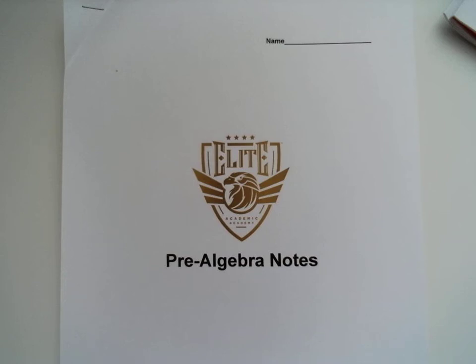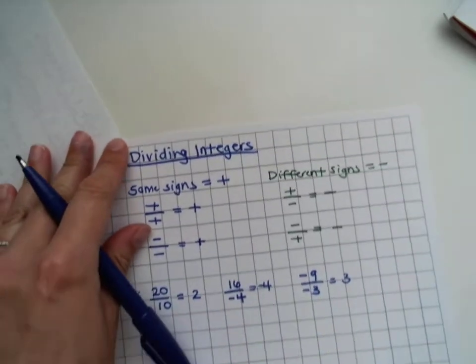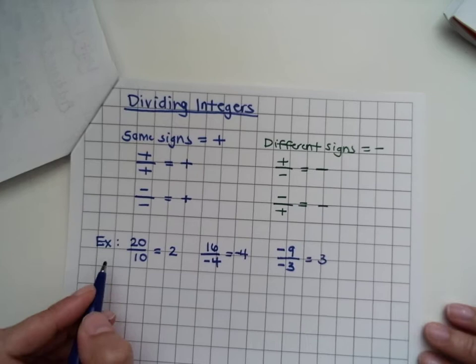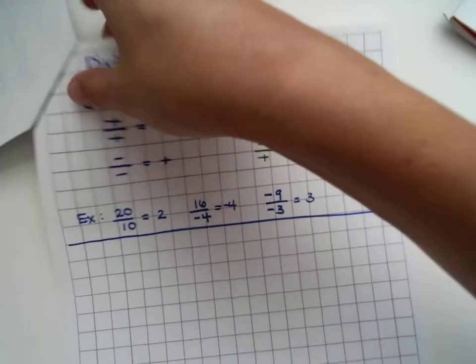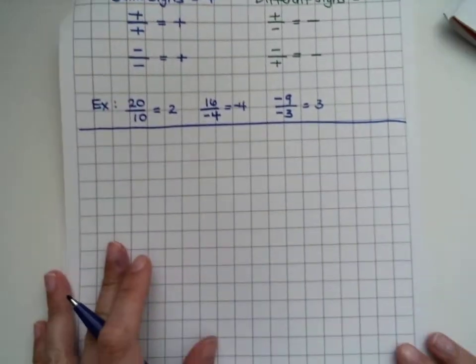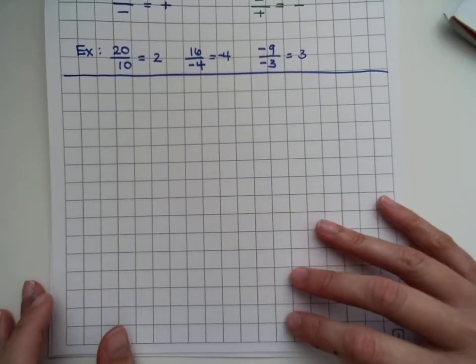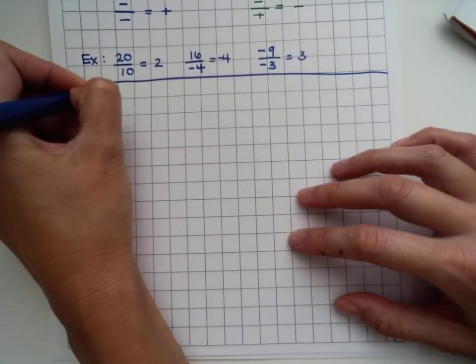Hey there, today we're going to be taking notes on squares and square roots. So take out your pre-algebra notes packet, open up to where you left off for dividing integers. We'll draw a line. And we'll take some notes on squares and square roots today.